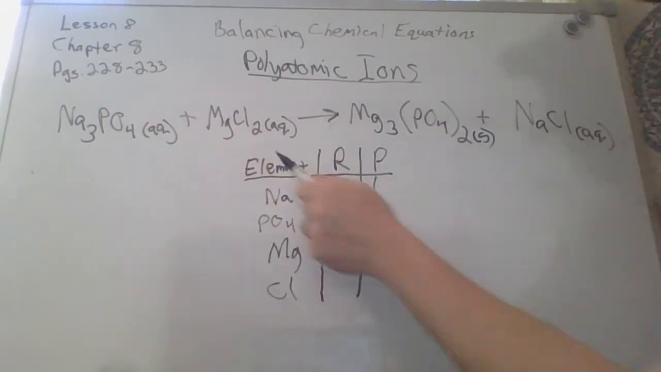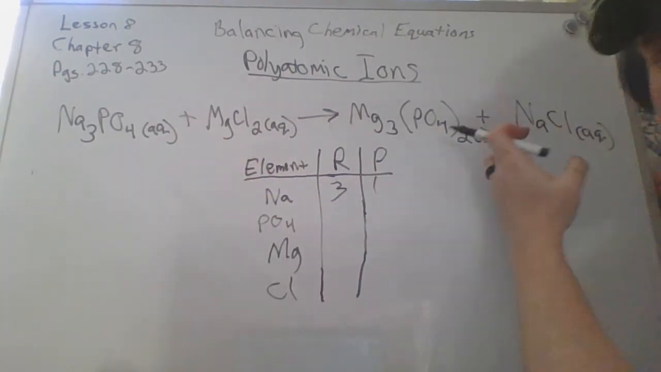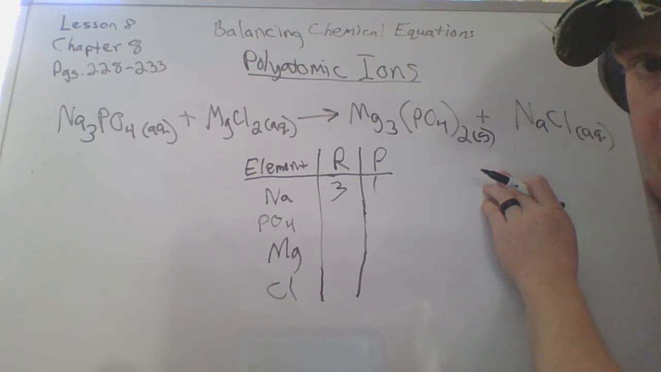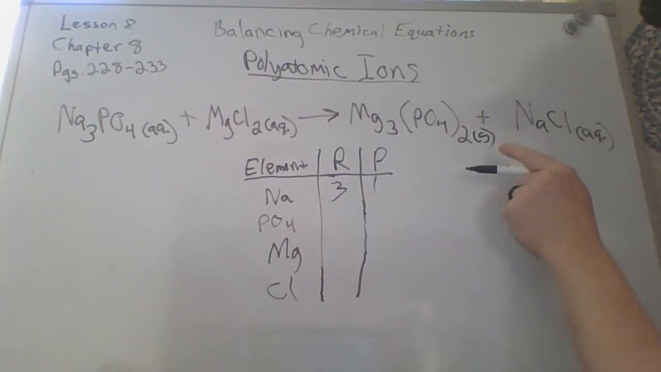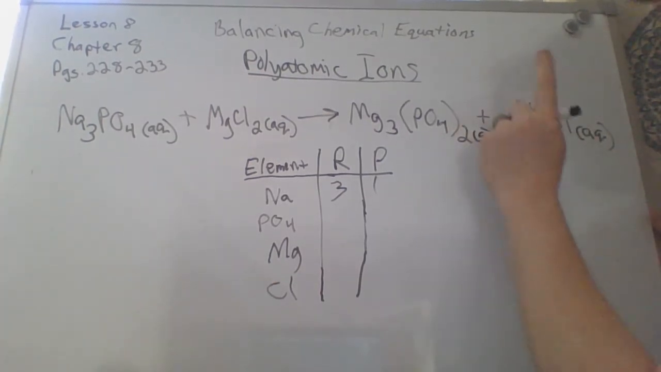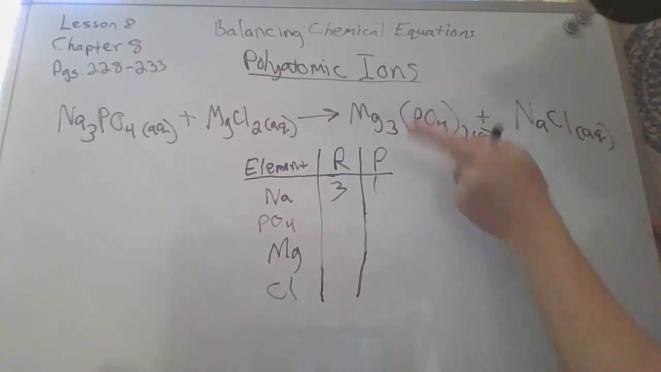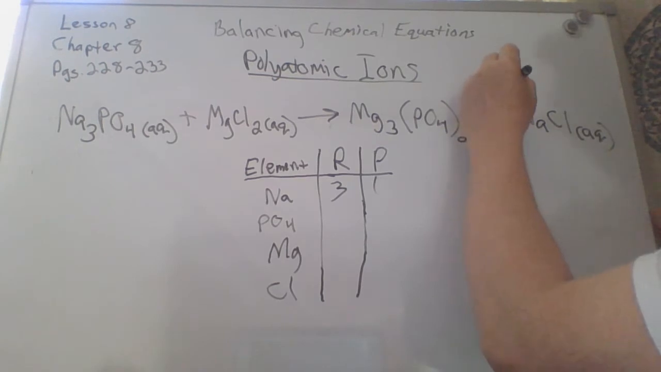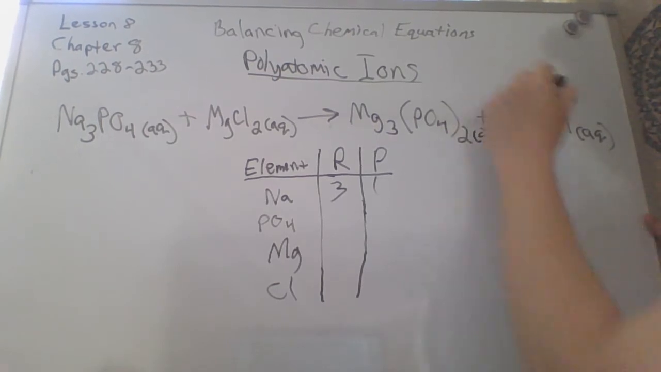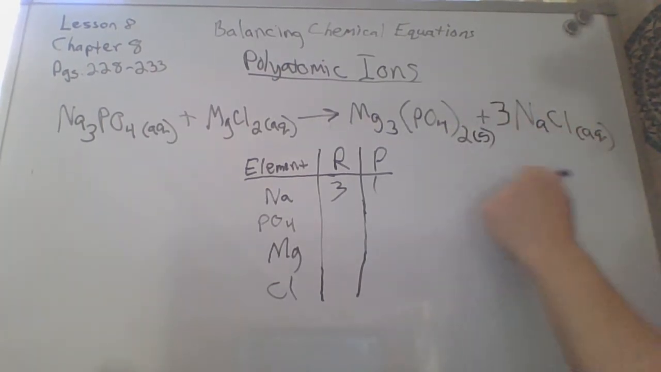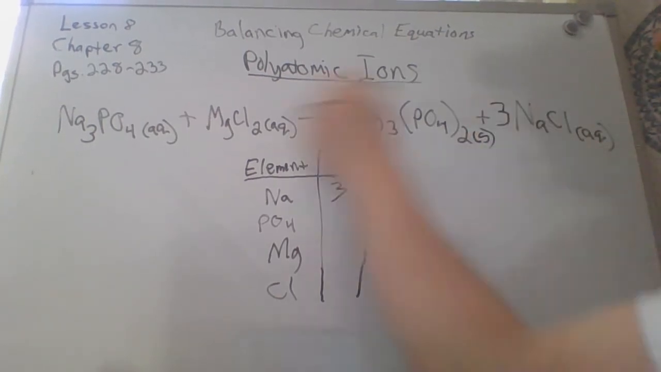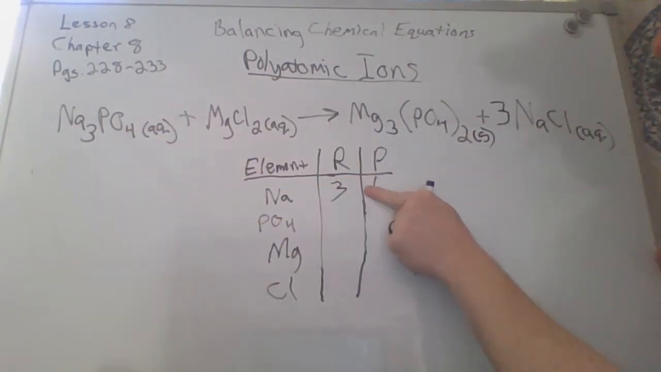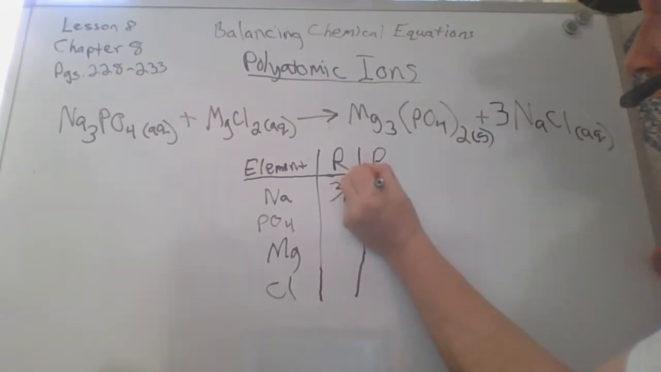Sodium, 3 on the left, 1 on the right. The most logical thing to do here would be to put a 3. But stay with me. You're going to see a change here. I recommend solving these problems in pencil. 3 times 1 Na will match that Na. So right now, Na is good to go.